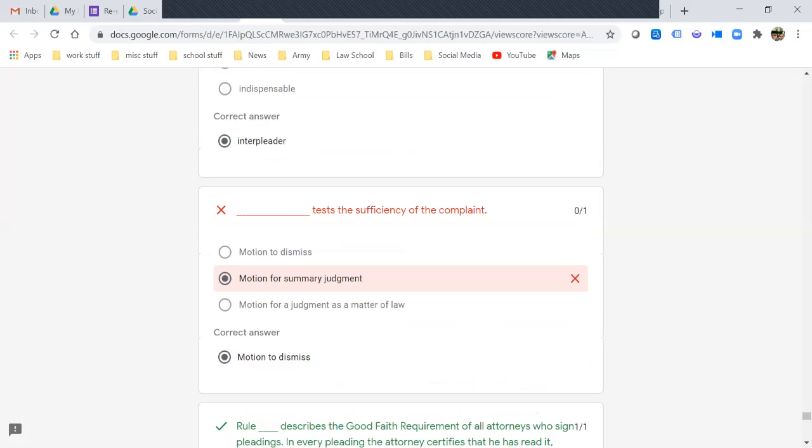Motion for summary judgment, motion to dismiss, test the sufficiency of the complaint.